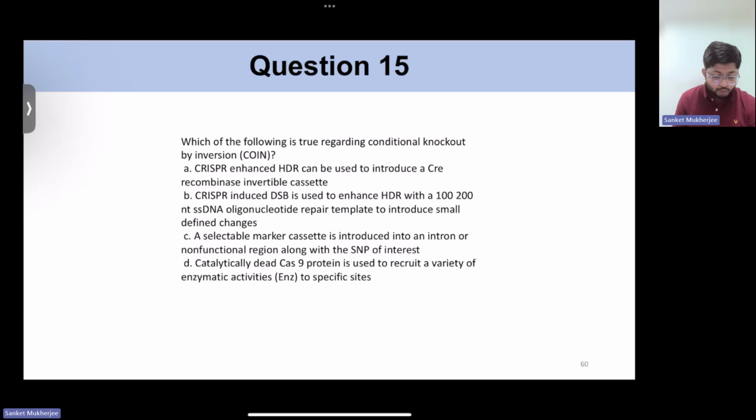Which of the following is true regarding conditional knockout by inversion? CRISPR enhanced HDR can be used to introduce a recombinase invertible cassette. CRISPR induced double-stranded break is used to enhance homology directed repair with a 100-200 nucleotide single-stranded DNA oligonucleotide repair template to introduce small defined changes. A selectable marker cassette is introduced into an intron or non-functional region along with the SNP of interest, or catalytically dead Cas9 is used to recruit a variety of enzymatic activities at specific sites. So what would be the option?